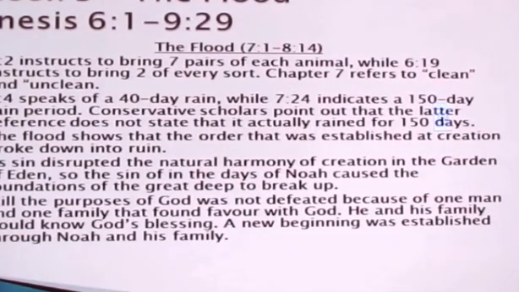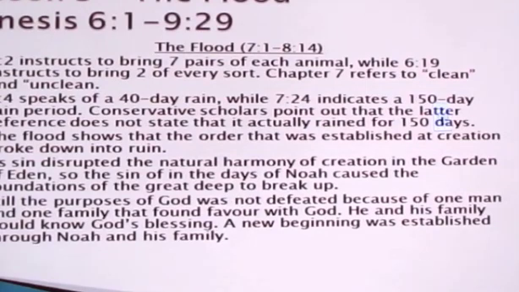Then the actual flood starts happening. This is where we have the discrepancy of either bringing 7 pairs of animals or bringing 2 of every sort. However, if you go to chapter 7, you'll see it refers to clean and unclean animals, which he later uses to offer sacrifice. So I don't think it is so much a discrepancy if you look at the fact that it was clean and unclean that he had to bring in, and then the others were 2 by 2.